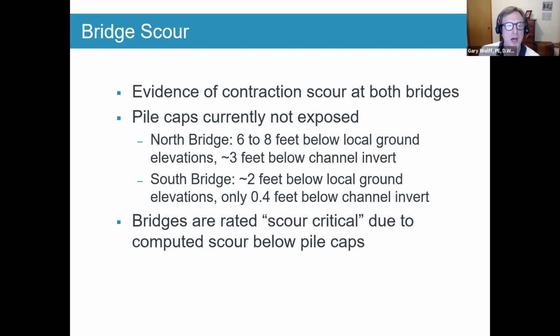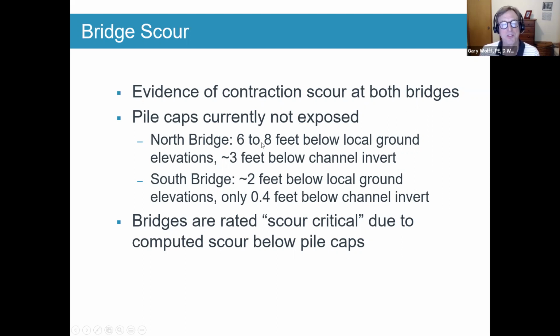Just the existing bridge scour, there is evidence of what we call contraction scour at both bridges. You may have seen that in the photographs. It's kind of scooped out. The channel bed is actually lower under both of those bridges than the channel adjacent to the bridge immediately upstream and downstream. The current bridge foundation, these are vertical concrete walls that actually are founded on pilings. So the bottom of those walls, or the bottom of the pile caps, currently are not exposed.